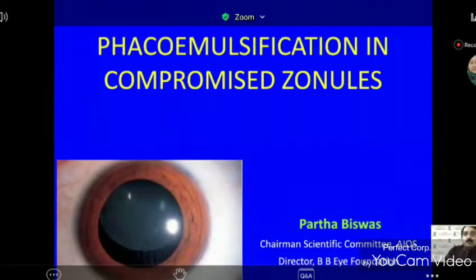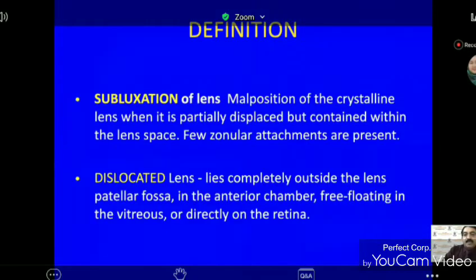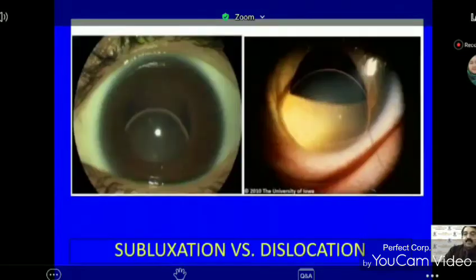I would like to discuss a few nuances of phacoemulsification in compromised zonules, or loose zonules. These are patients in which we have difficulties. We know the level of difficulty, but it is not always known when the patient is in the outpatient department and we are examining him or her on the slit lamp or on the different diagnostic equipment that we have. Subluxation and dislocation are both related to weak or compromised zonules.